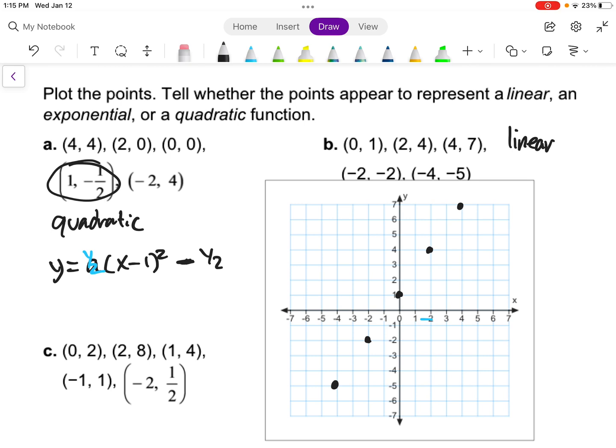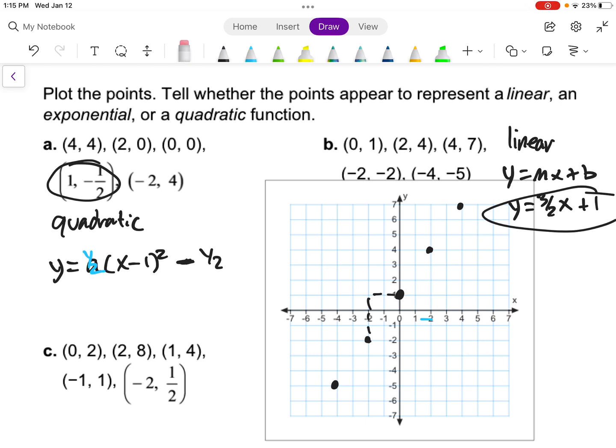We could find the equation of this one too, right? We do the y equals mx plus b. So m is the slope. If I count the slope, it's going up 1, 2, 3, and over 2. So the slope is 3 over 2. The y-intercept is right there, right? It crosses at 1. So that would be the equation that fit those data points up there.